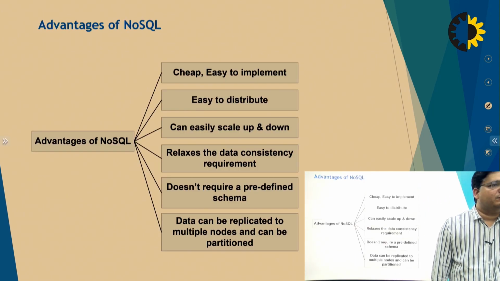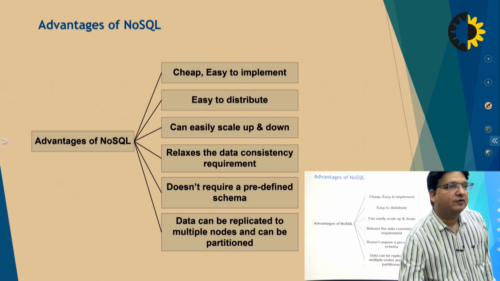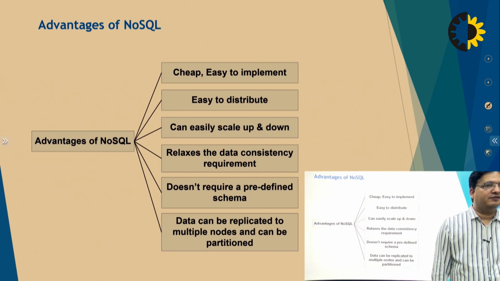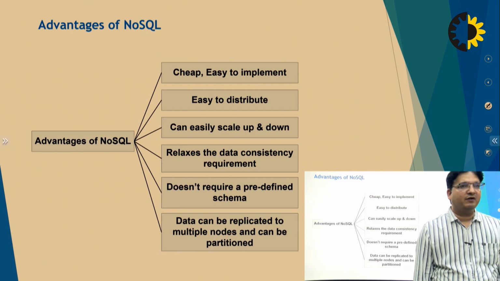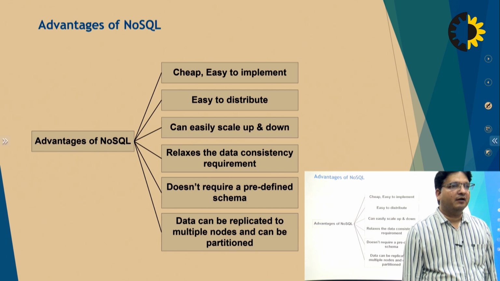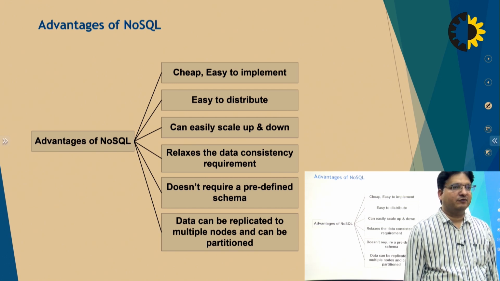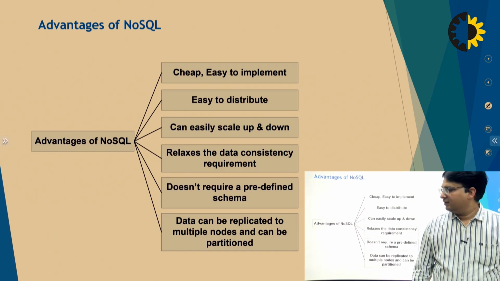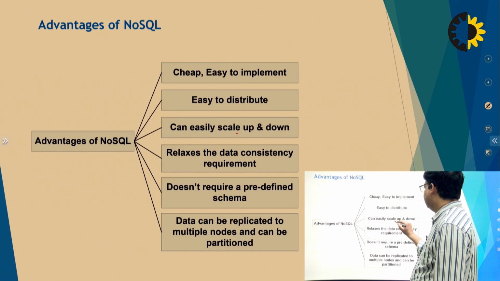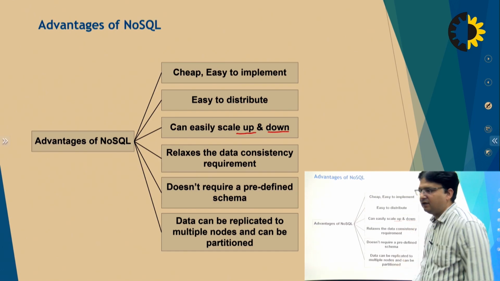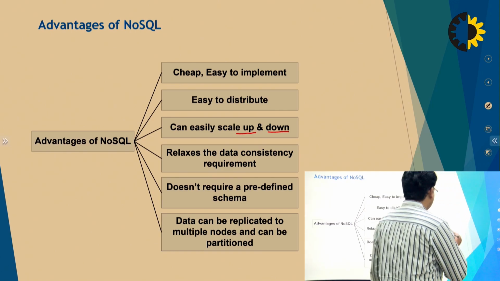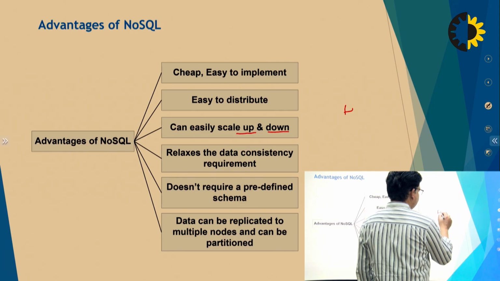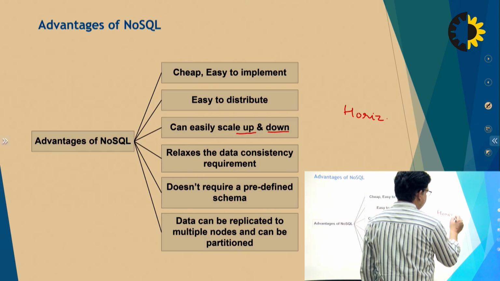Now, advantages of NoSQL. First of all, it is very cheap and easy to implement. Second, it offers the advantage of distributing the data across several terminals or several nodes in a highly distributed environment. And NoSQL can easily be scaled up and down. So we can increase or decrease the number of nodes. Scaling is of 2 types, as we know, that is horizontal scaling and vertical scaling.